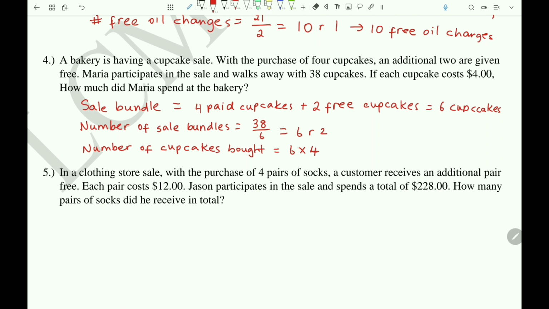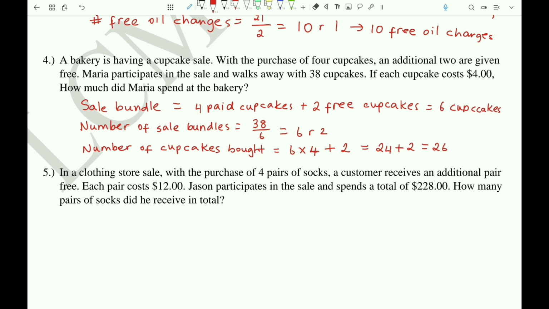And this is where our remainder comes into play, because these remaining 2 were purchased. They were not free, so we have to add them on. Right? We multiply 6 times 4, which is 24. 24 plus 2 is 26. So that means that out of the 38 cupcakes Maria walks away with, she actually paid for 26 of them.